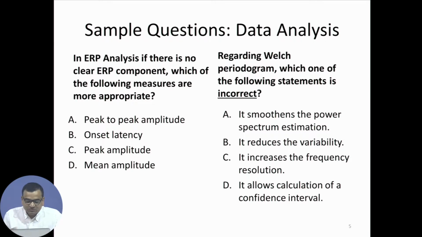Okay, so this one also should be quite straightforward to you. Regarding Welch periodogram, which one of the following statements is incorrect? It smoothens the power spectrum estimation, it reduces the variability, increases the frequency resolution, allows calculation of a confidence interval. C. So you see, there is very little confusion. It actually does smooth, it does reduce the variability, it does allow calculation of a confidence interval, but it doesn't increase frequency resolution there.